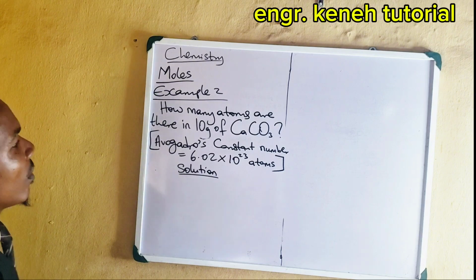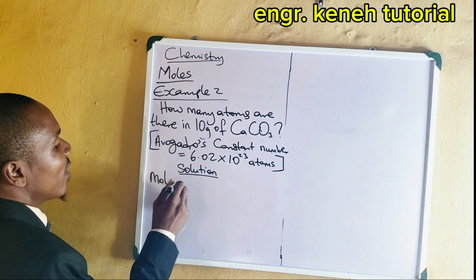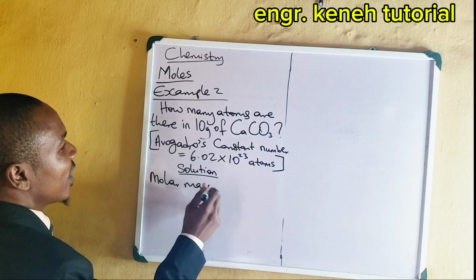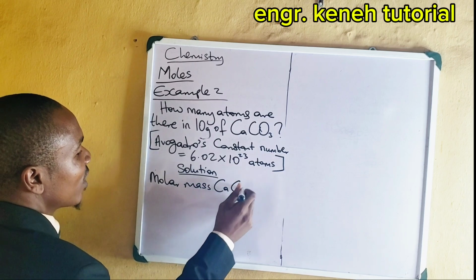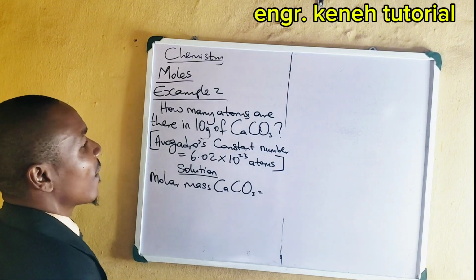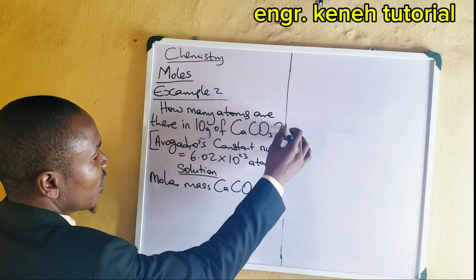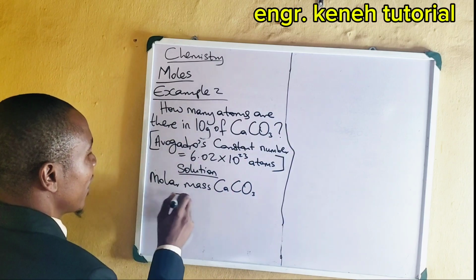Okay. First of all, calculate the molar mass of calcium trioxocarbonate(IV). All right, so how do we calculate this? This space will not be enough, so let me calculate it under here.